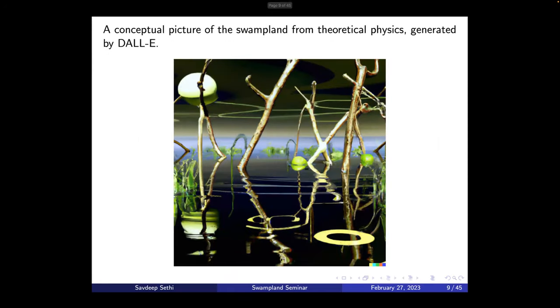So again, I had to ask DALL-E, could you generate an image that would represent a conceptual picture of the swampland from theoretical physics? And this is what it came up with, which is really kind of weird and interesting. This is what AI likes to think of as the swampland. And perhaps the city resides here.